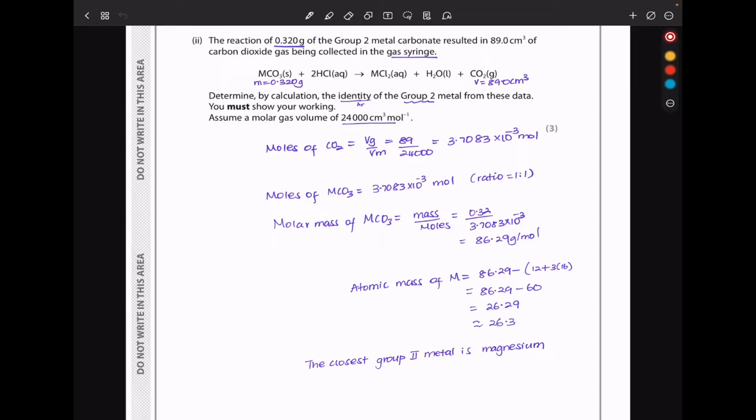Now here I began by using the volume of CO2 collected to find the number of moles of CO2. Moles of CO2 is going to be the volume of gas, which is 89 cm³, divided by the molar gas volume, and I got 3.7083 × 10⁻³. Then the moles of the metal carbonate, because the mole ratio is 1:1, are going to be the same as we got there.